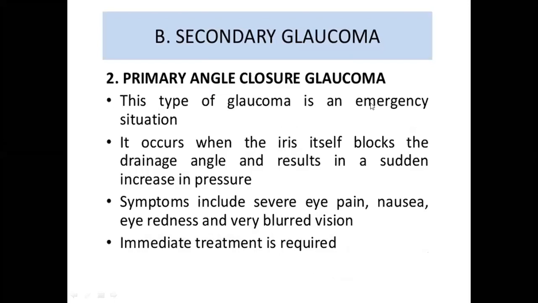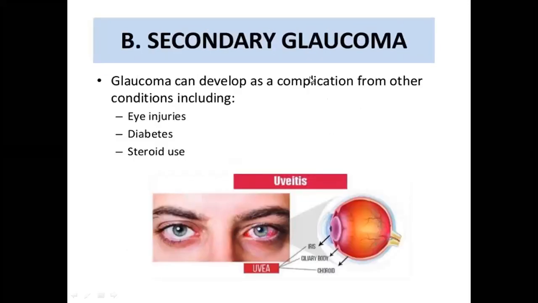Primary angle closure glaucoma is an emergency situation. It occurs when the iris itself blocks the drainage angle and results in a sudden increase in pressure. When the iris moves and blocks the angle, this is called closed angle. Symptoms include severe eye pain, nausea, eye redness, and very blurred vision, and eventually blindness, because if it is not treated properly, these symptoms switch over and cause blindness of the eye. Immediate treatment is required.